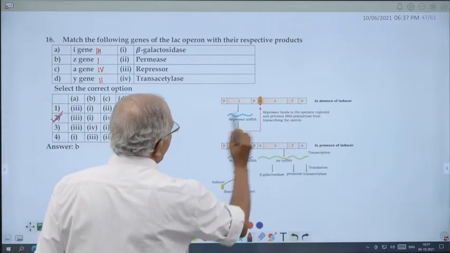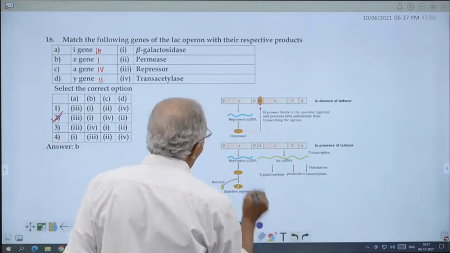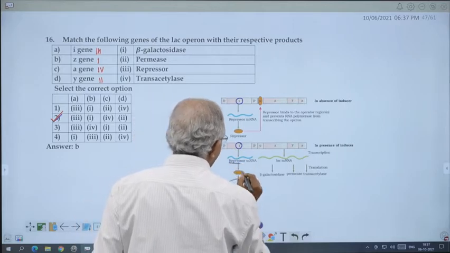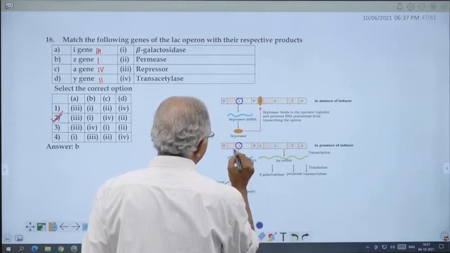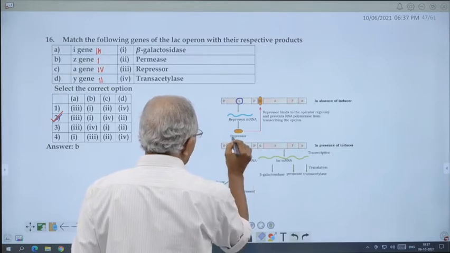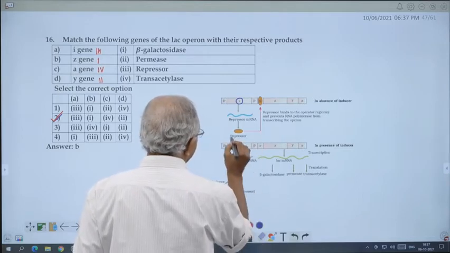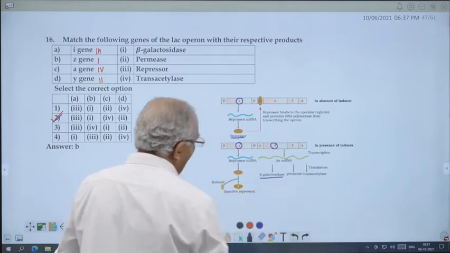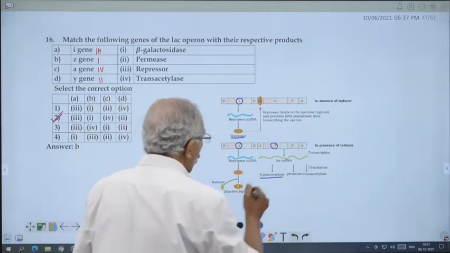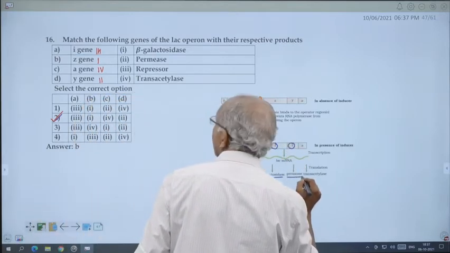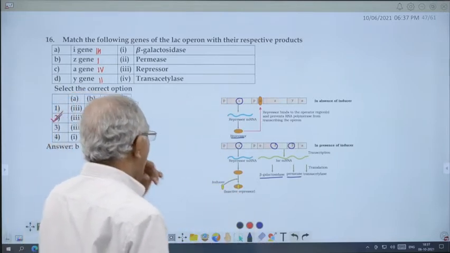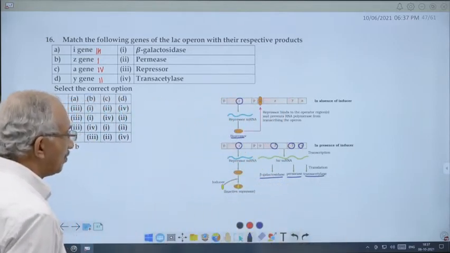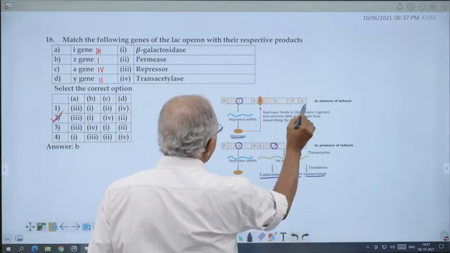Here, the lac-operon. This is the I gene. I gene produces the repressor. Z gene produces beta-galactosidase. Y gene produces permease. A gene produces trans-acetylase. These are the structural organization.